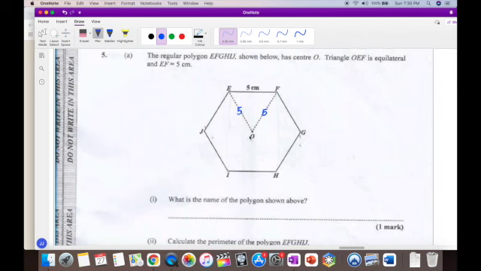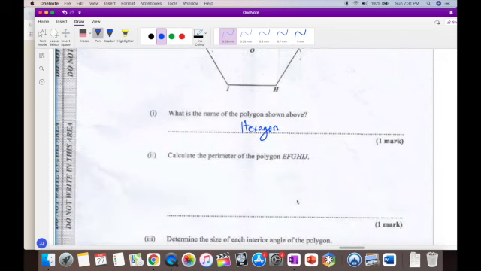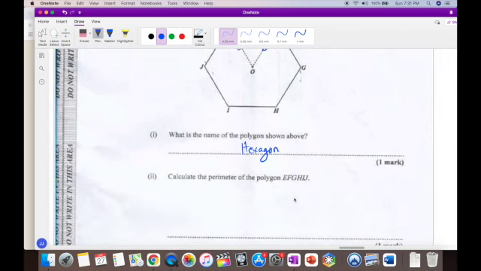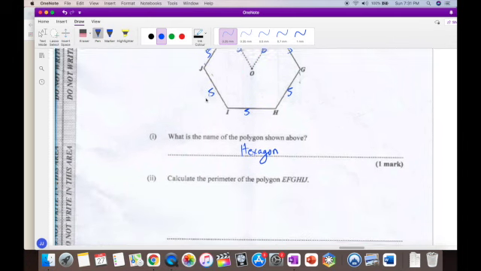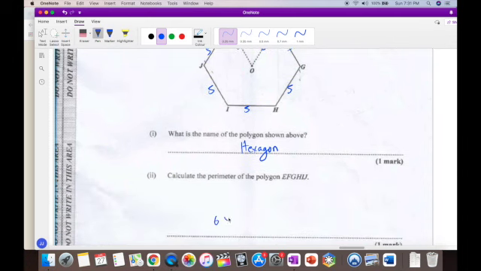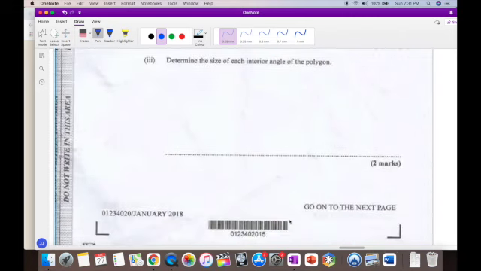What is the name of the polygon shown above? Well, it is a hexagon. Calculate the perimeter of the polygon. So the perimeter of the polygon, the entire thing, 5, 5, 5, 5, 5, 5, and of course a hexagon has 6 sides, 1, 2, 3, 4, 5, 6. So 6 times 5 is equal to 30 centimeters, and that is the perimeter of the polygon.